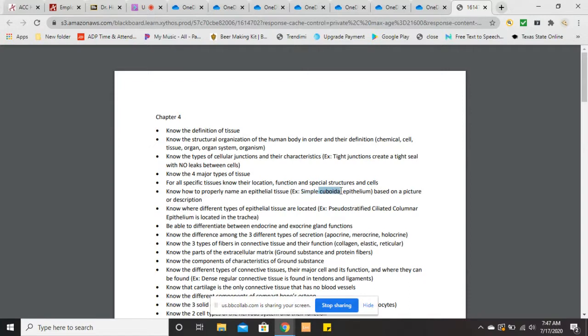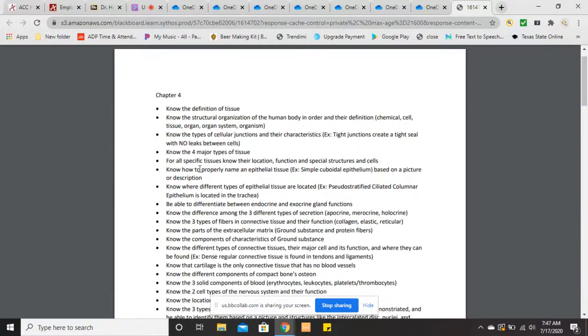Then the second part of the name had to deal with the shape of the cells. Remember, if you're a flat or squished looking cell, you're squamous. If you're plump and boxy like a cube, you're cuboidal. And if you're tall and cylindrical or tall and rectangular, we call you columnar. And then you end with the word epithelium for epithelial tissues. We knew that. Keep going.